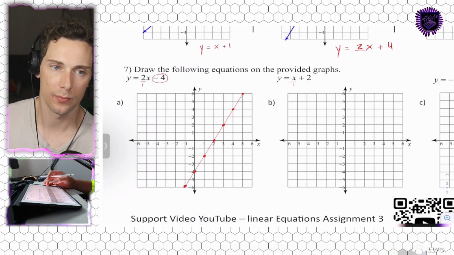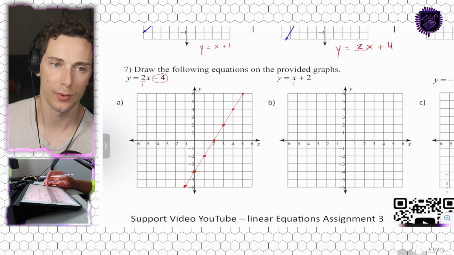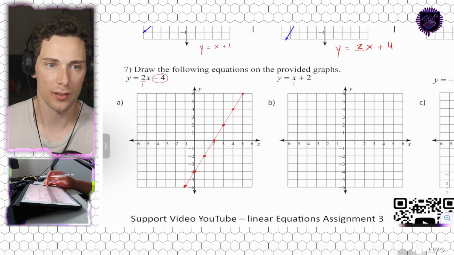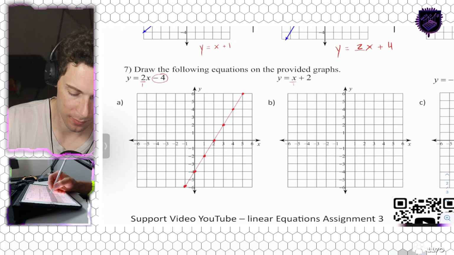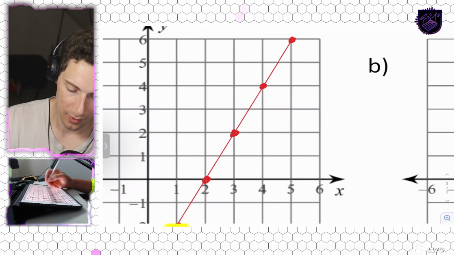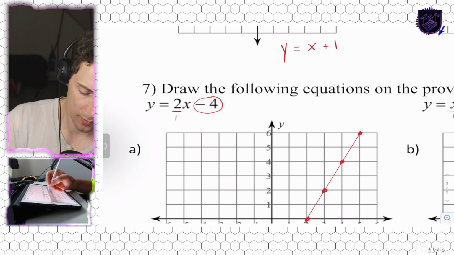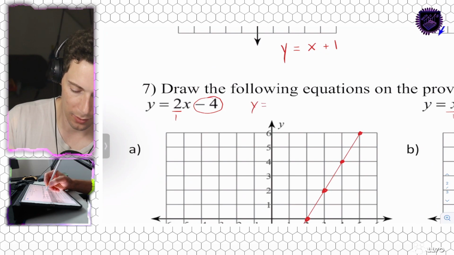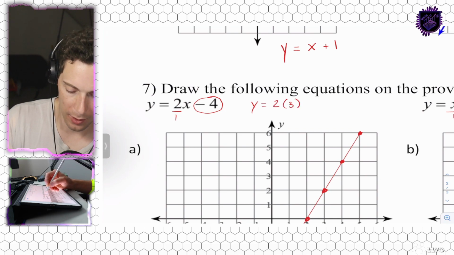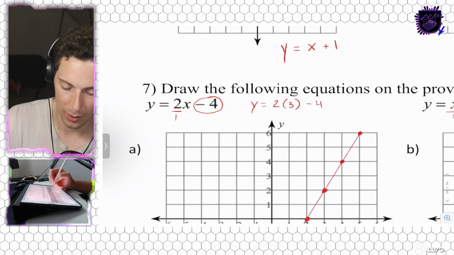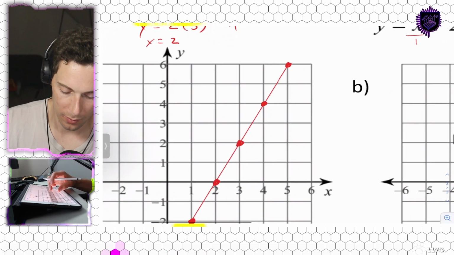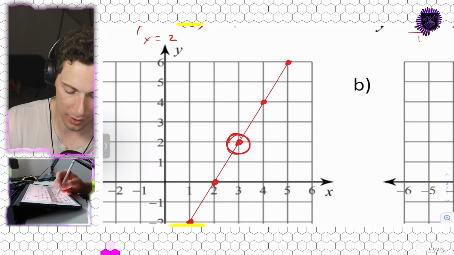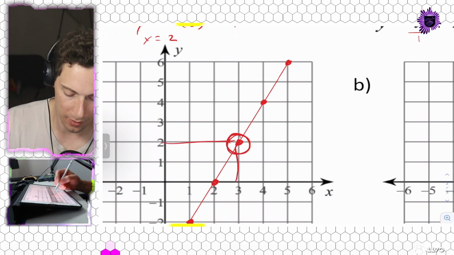So you can see if this equation is true. y is equal to 2 times x minus 4. So if x was 3, y is equal to 2 times 3 minus 4, so that's 6 minus 4, y should equal 2. And sure enough, this is the point we're graphing. y does equal 2 if x equals 3.